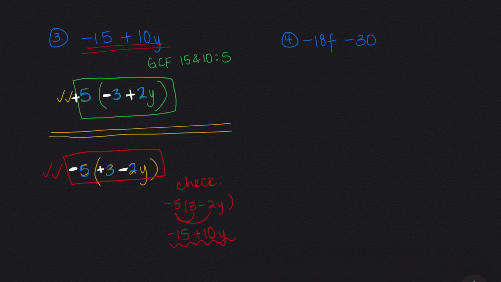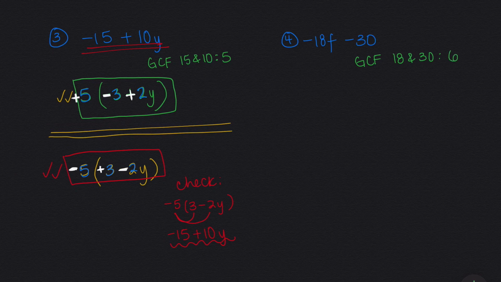Moving on to number 4, we have negative 18f minus 30. Same as always, we begin by considering the greatest common factor of the two numbers here, in this case 18 and 30. If you want to test yourself on finding greatest common factors, now would be a good time to pause the video and try it for yourself. And once you do that, you'll see that the greatest common factor of 18 and 30 is 6.